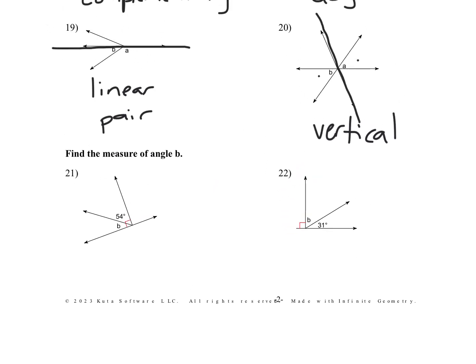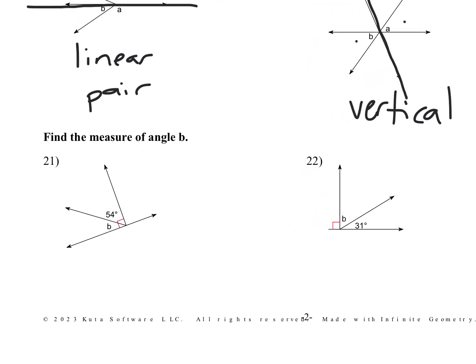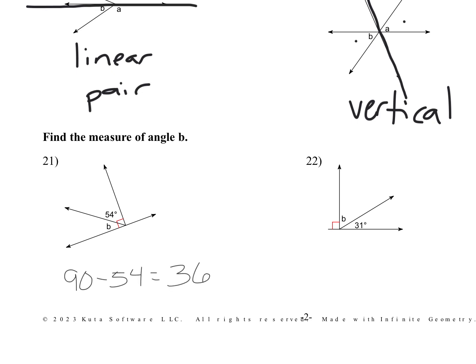All right, now we're going to apply those. It doesn't say name the relationship, but it really helps if you figure out what the relationship is first before you try and solve it. On 21, what's the relationship here? Complementary. What does complementary mean? 90. So how do we find the measure of angle B? The whole thing's 90, minus 54. 90 minus 54 gives you 36.